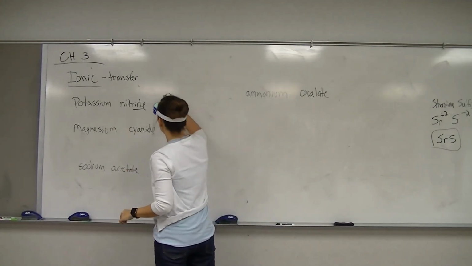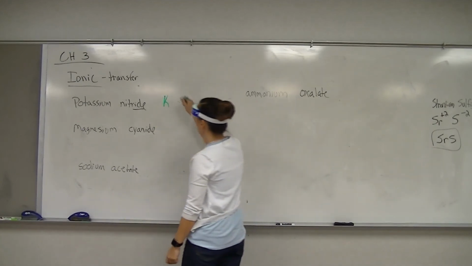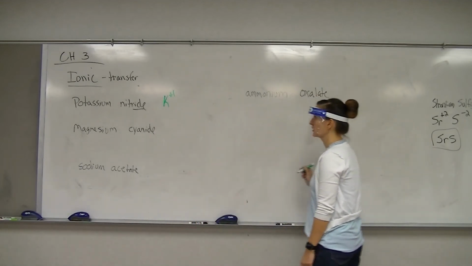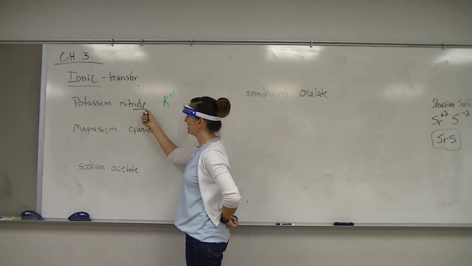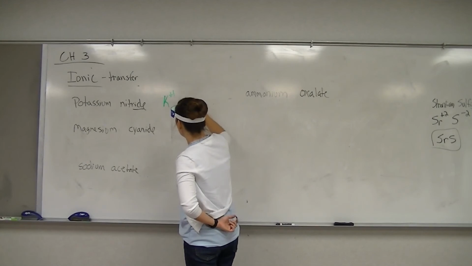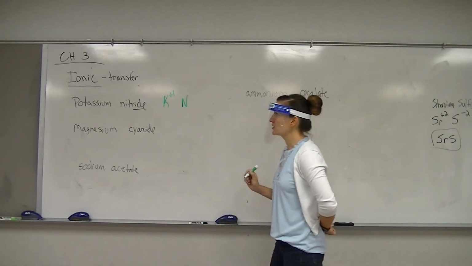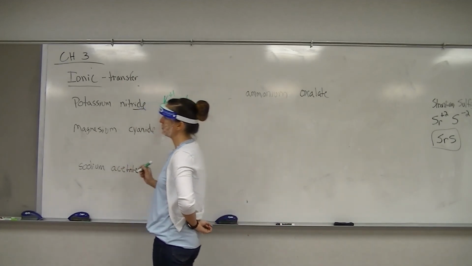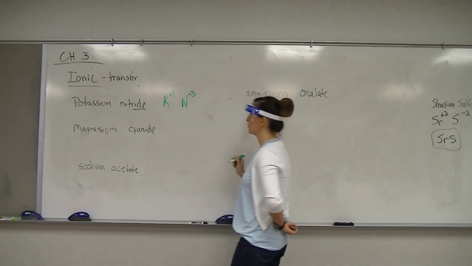So potassium, that's an alkali metal in group 1. K is its symbol. Since it's in group 1, it's a +1. So nitride, the IDE ending tells me that it's just nitrogen with the IDE. So I'm just looking at N. Now nitrogen's in group 15. So remember, just like phosphorus, it's 3 away from being a noble gas, so 3 away from having a full octet. So it's going to gain 3 electrons for a -3 charge.